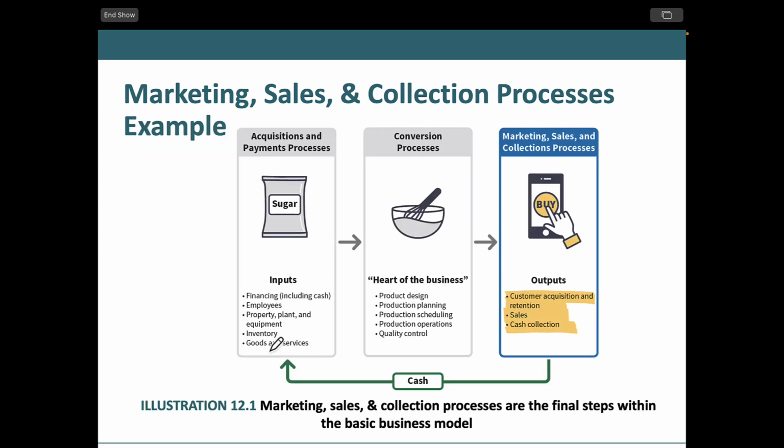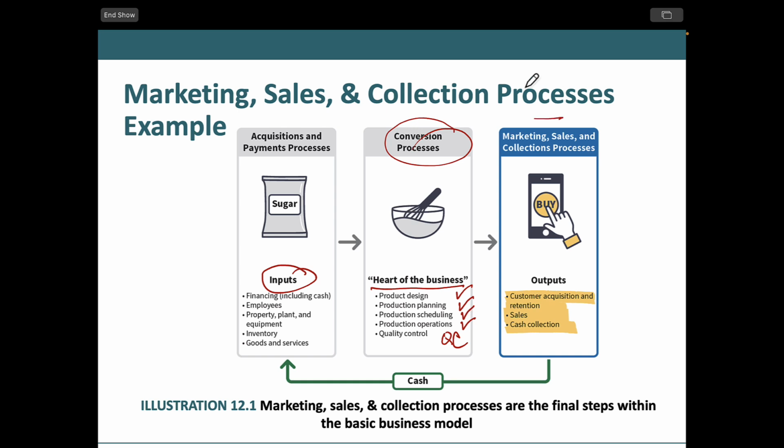So here we see an example of the marketing, sales, and collection process. We start with the inputs. In this case, we are talking about financing, employees, property, plant, and equipment, inventory, and goods and services. Then we talk about the conversion process, which is the heart of the business. This is the product design, the product planning, the scheduling, operations, and quality control.